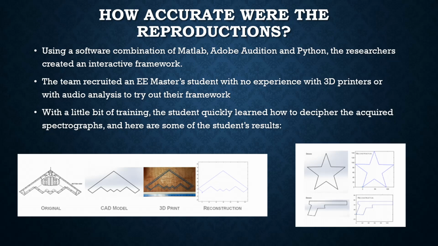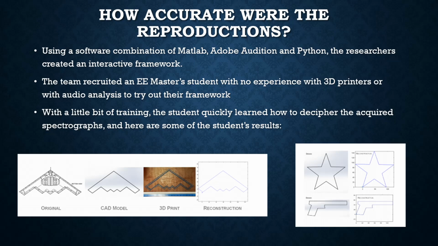And these are some of the results. So you might have a single winged image, like trying to reproduce the shape of a B-2 bomber, for example, and then the 3D printing and then the reconstruction, you can see that the shape matches almost identically.